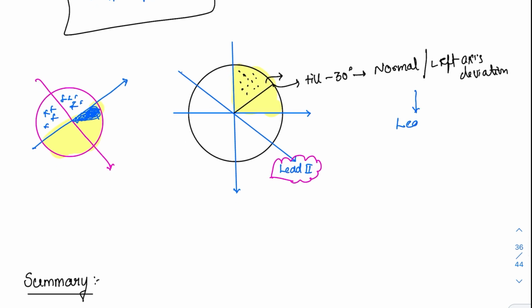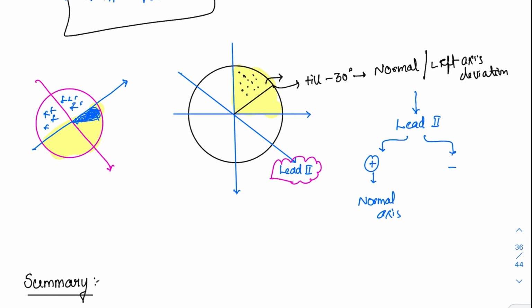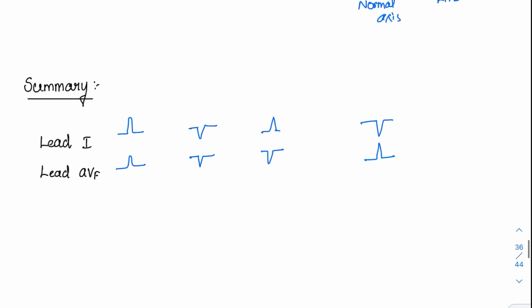Now I am going to look at lead 2 also. In lead 2, if I get a positive wave, it is pretty simple. It is a normal axis. Now we are just taking help of one more lead. If it is negative, it is a left axis deviation. If you don't remember any of it, it's completely fine. But the end point we have to remember. The summary is very, very important. Let's summarize all of it.